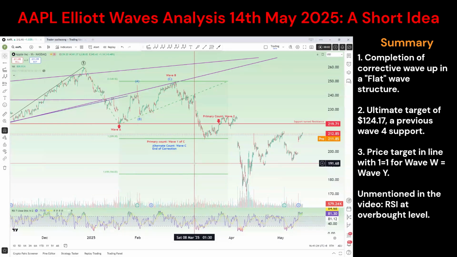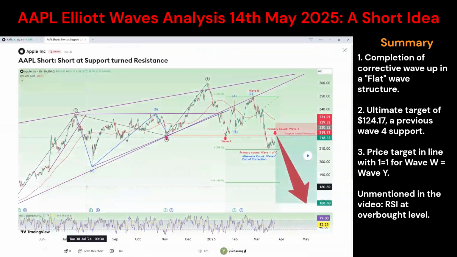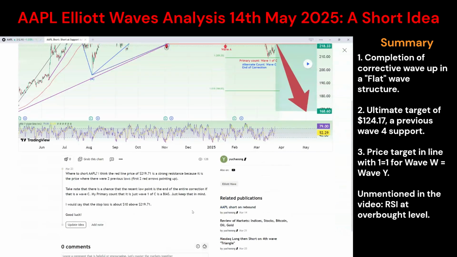Today I want to talk about Apple. I don't usually do stocks. The last time I did Apple was March 23. What I did then is that I suggested that we have done a wave A, wave B, and we should be going into a wave three, because this is a wave one of C, wave two of C, wave three of C. Wave three of C should be where I think we are going.